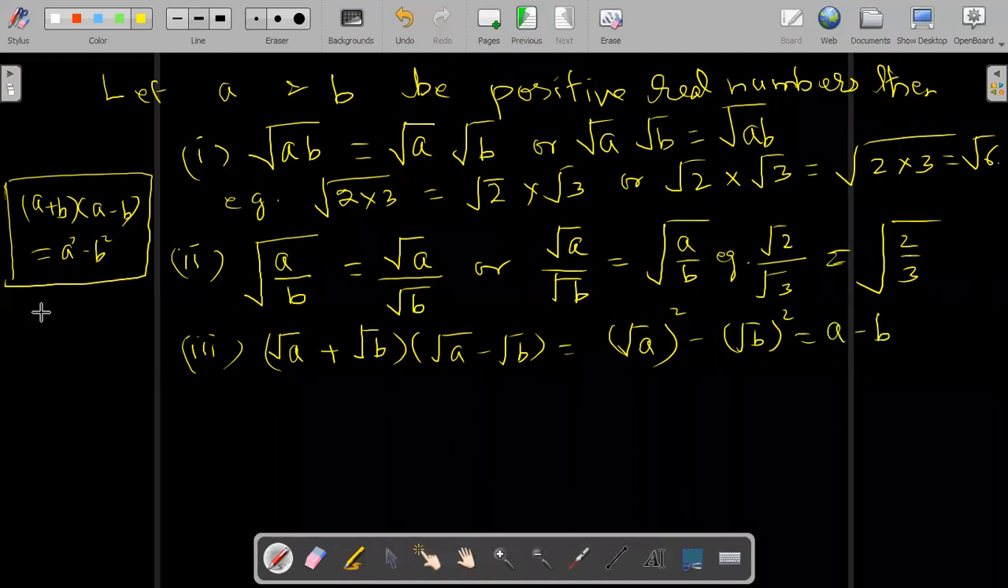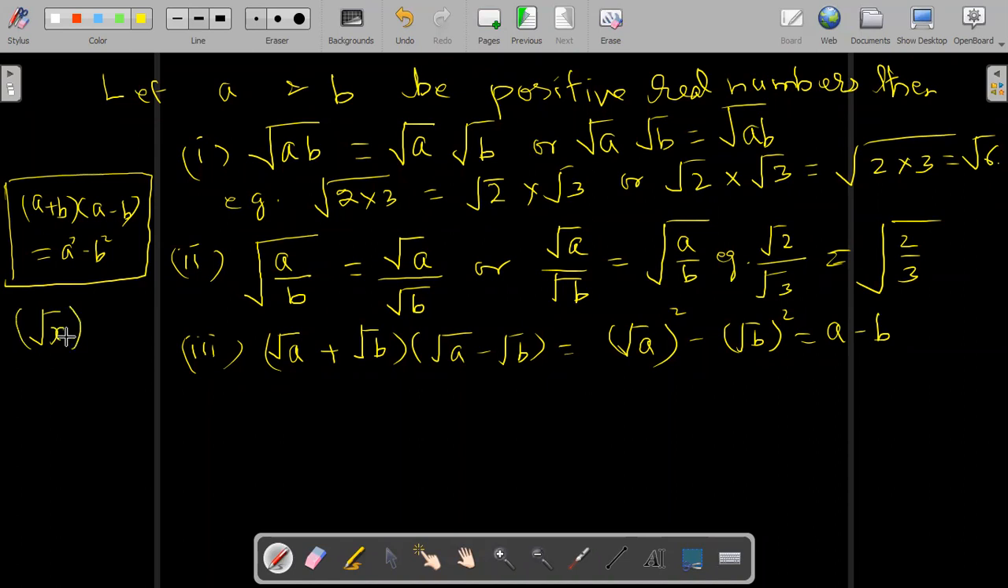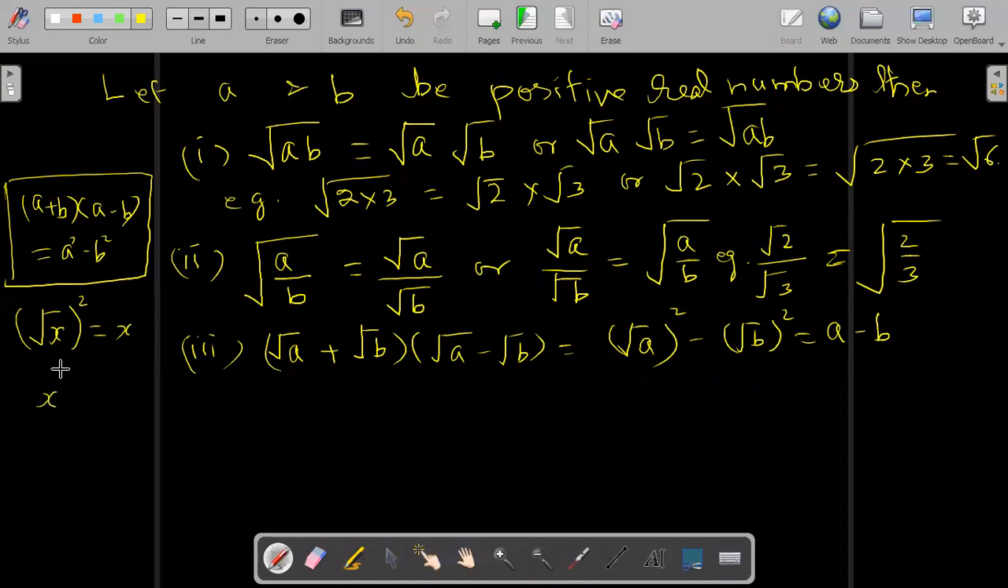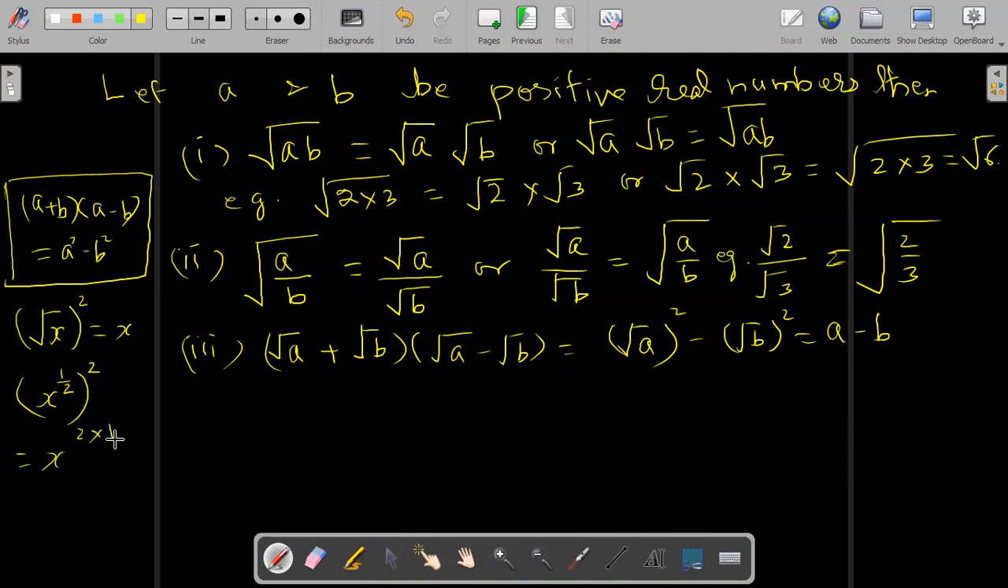For this also remember that if you have a root of any number and you take a square, this will become x only. Why? Because root means x raised to power 1 by 2, then to the power 2. And law of indices we will study again, but we studied in previous classes. 1 by 2 into 2, the 2 and 2 cancel, so x raised to power 1 is x. That's why the square of a root is always the number itself. Similarly, the fourth property is also the same.